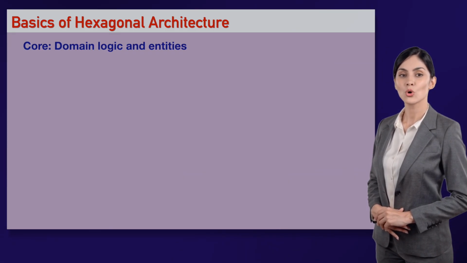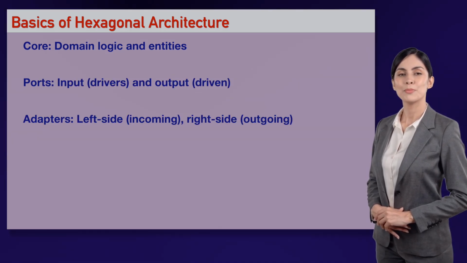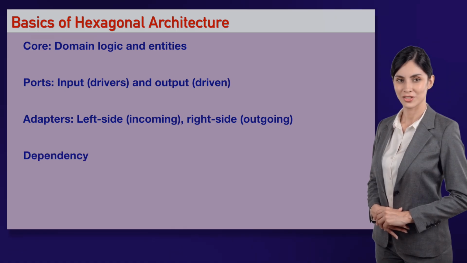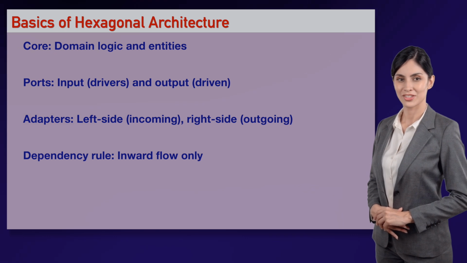At the center is the core domain with business logic, entities, and use cases kept pure and free of external concerns. Ports are interfaces defining how the core interacts with the outside world, input ports for incoming requests, and output ports for outgoing dependencies. Adapters sit on the edges.